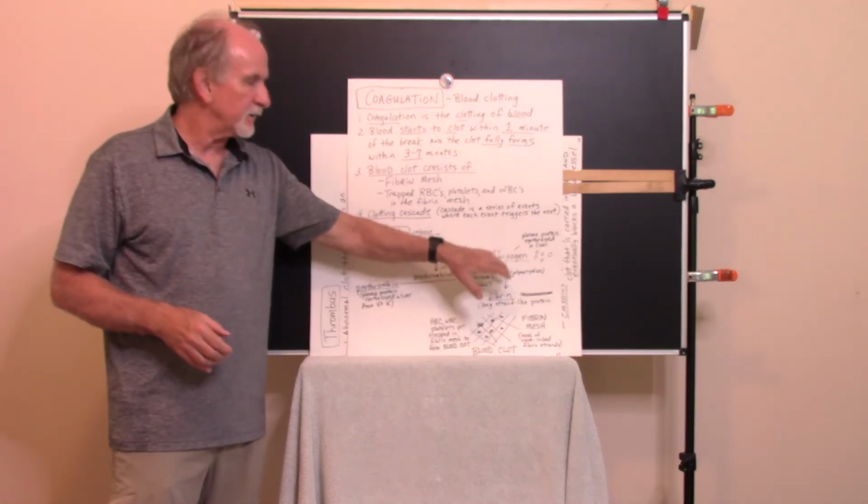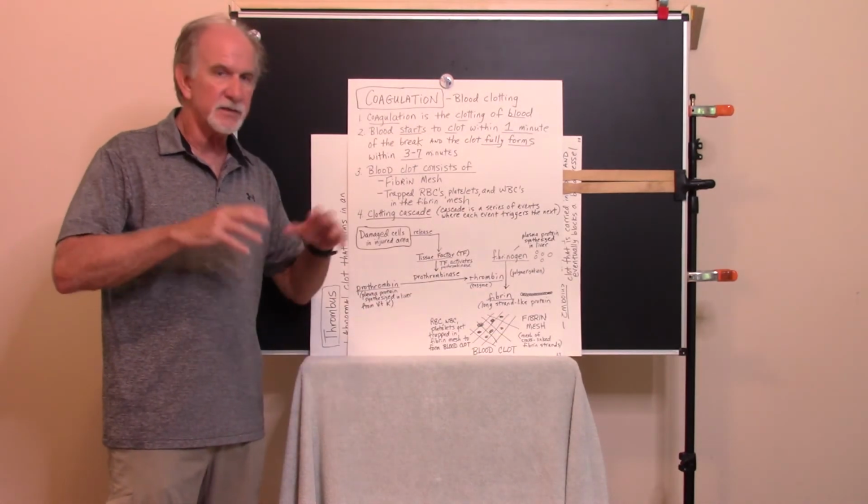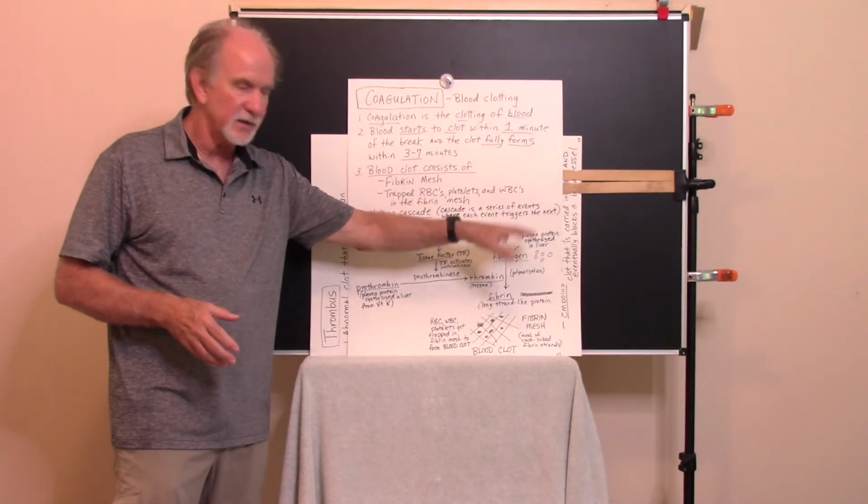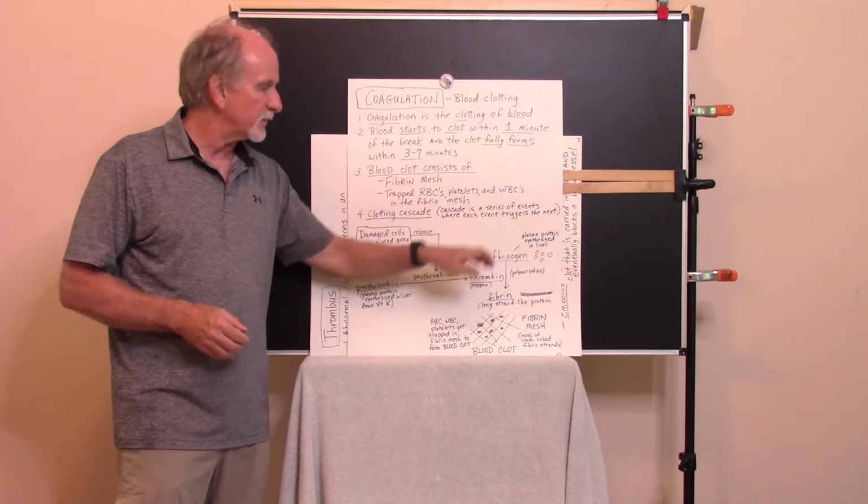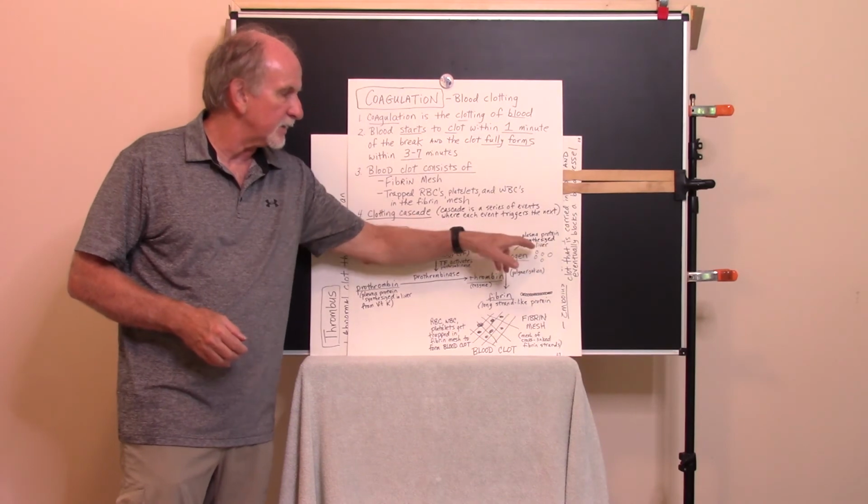Now, fibrinogen is a plasma protein that circulates at all times. It's synthesized in the liver. And fibrinogen consists of little bead-like proteins.